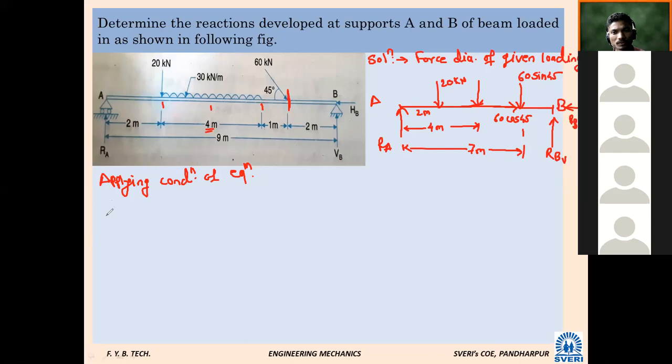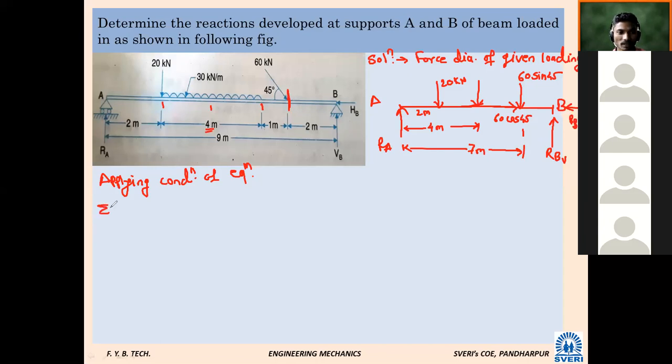No force is there which is horizontal, so directly that HB will come equal to 0. Okay. 60 cos 45. Sorry, one force is there. Still one is there.